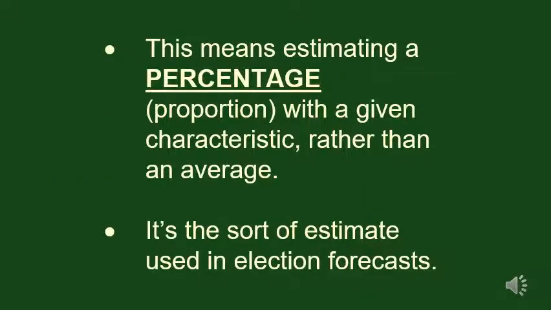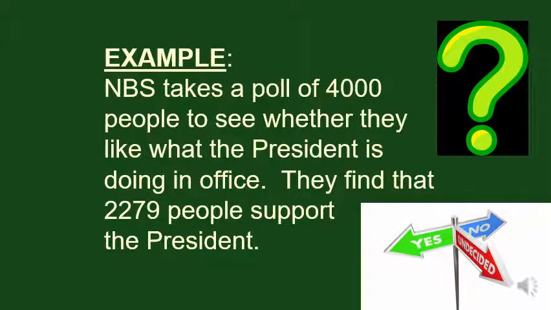When we estimate percents rather than averages, this is called a proportion estimate, and it is on your calculator called 1 prop z int. Now, we did several examples like this before, but here's one more. Tells you NBS takes a poll of 4,000 people to see whether they like what the president is doing in office. They find that 2,279 people support the president.